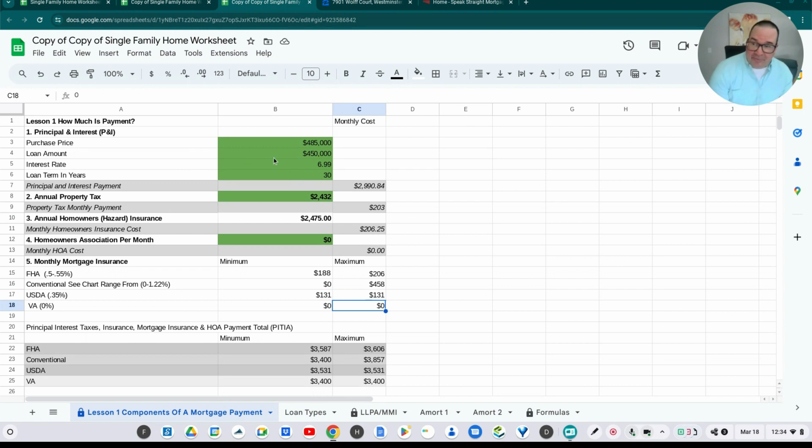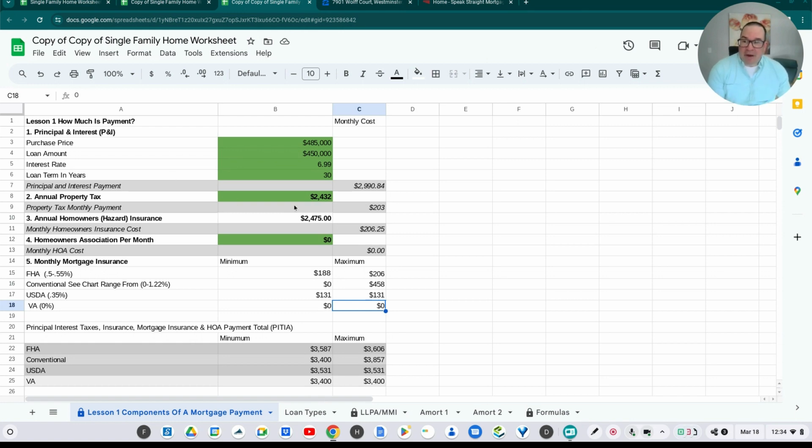Okay, so now we've entered these things, it's going to auto-calculate principal and interest. That's the main part of the mortgage payment, but it is not the only part. And that's this. The point of this video is you really need to understand the other parts if you are looking for the best value and seeing the true cost of one property against the next.